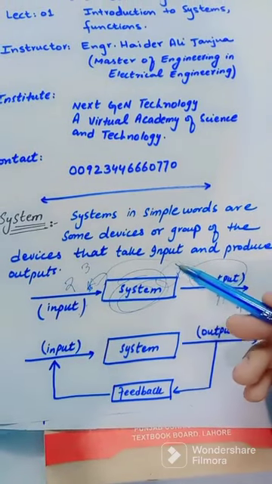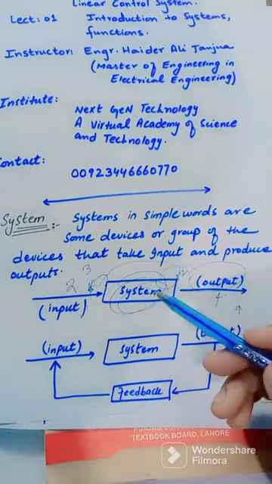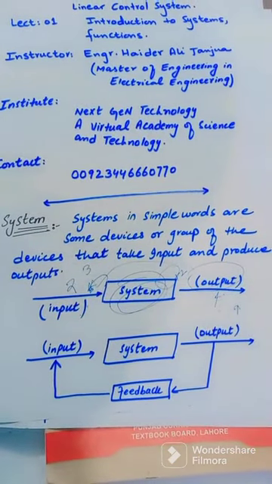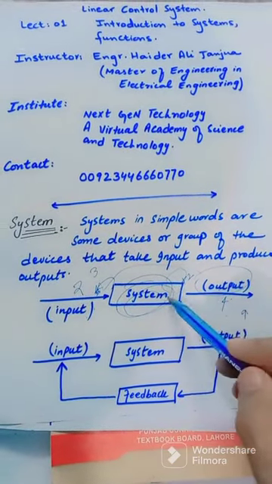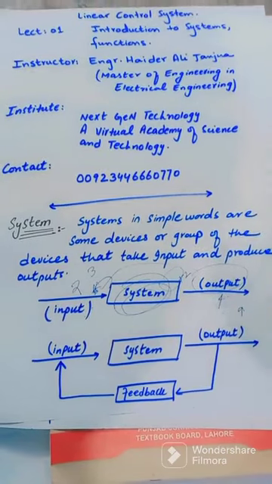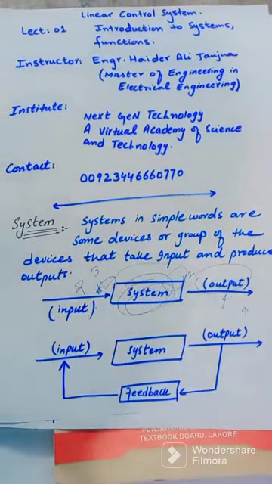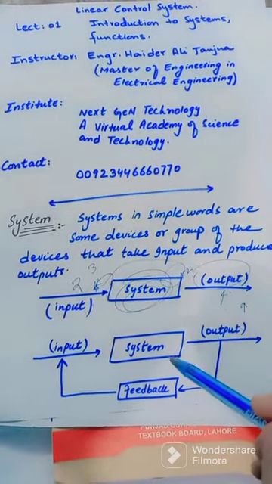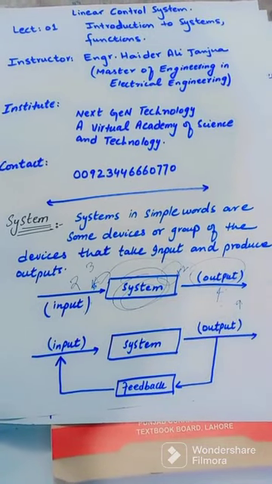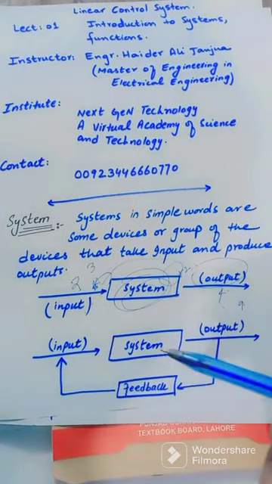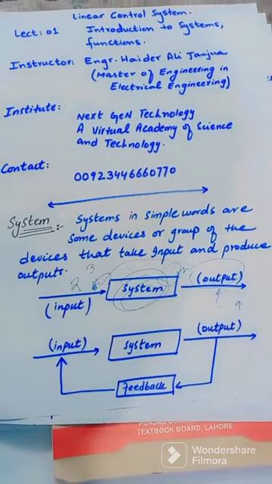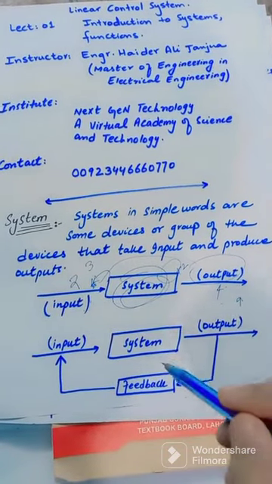Okay, so this one is the first type of system, which is a simple system. We will discuss in our coming slides that this first one is known as the open loop system. Open loop system means a straightforward system. The second one is a closed loop system. I will also discuss this one in our coming slides. This one is a closed loop system.